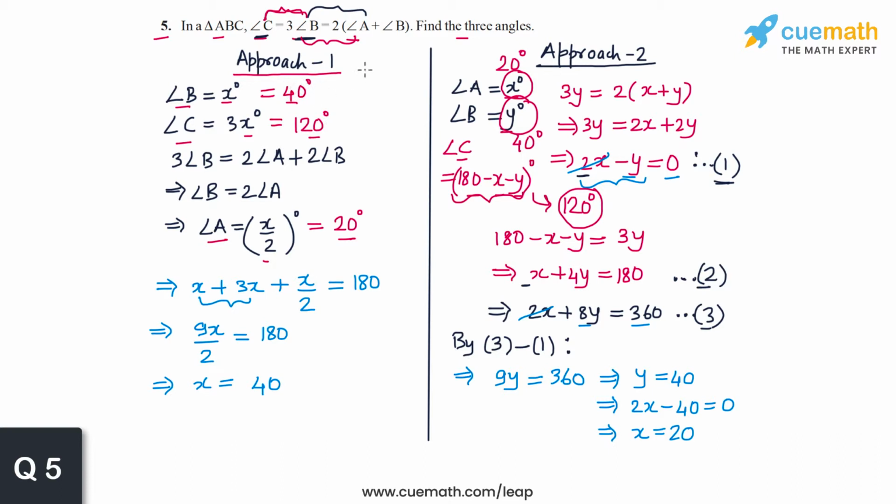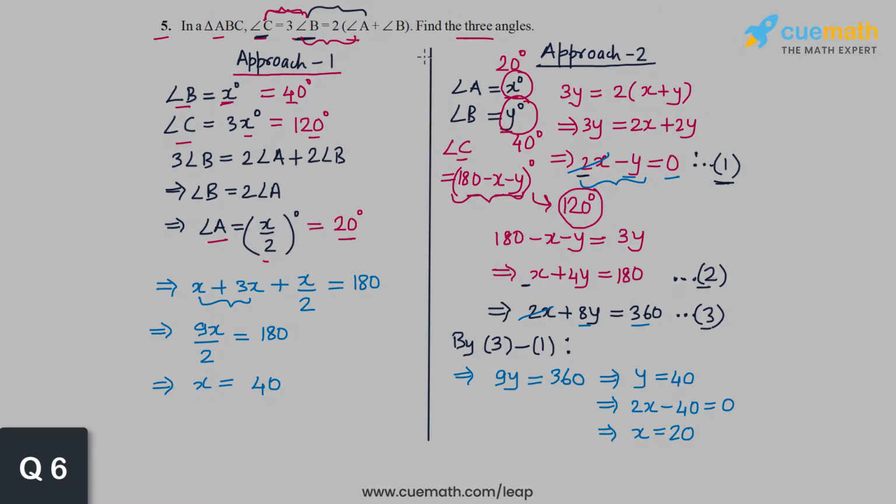The only difference is that in approach 1 we set up the equations in a single variable, and in approach 2 we assumed two variables, but essentially we did the same thing. So the answer is that the three angles are 20 degrees, 40 degrees and 120 degrees.